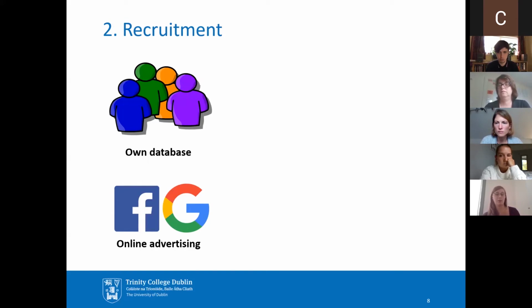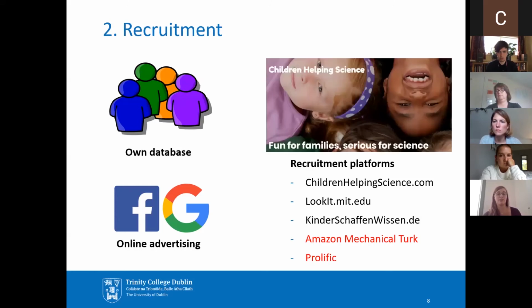Luckily, there are now also some recruitment platforms for developmental science for testing online, such as Children Helping Science, Lookit, and Kinder Schaffen Wissen. And previously, we were able to record on mTurk as well. They no longer allow webcam recordings, though, and can't be used for our purposes anymore. And the European has indicated that at the moment, recruiting developmental studies with them is not recommended, as it does not seem to work very well.